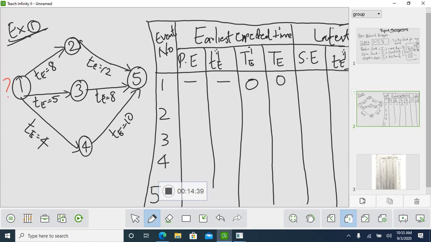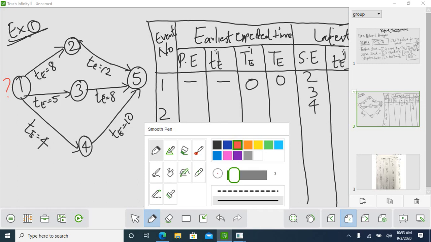Next, for 1, do you have any successor event? For 1, how many successor events? You have 2, 3, 4 as your successor events. You know what a successor event is, right? The event that comes after is the successor event. So if you see 1, the immediate successor events are 2, 3, 4. So these three events are the successor events for 1.